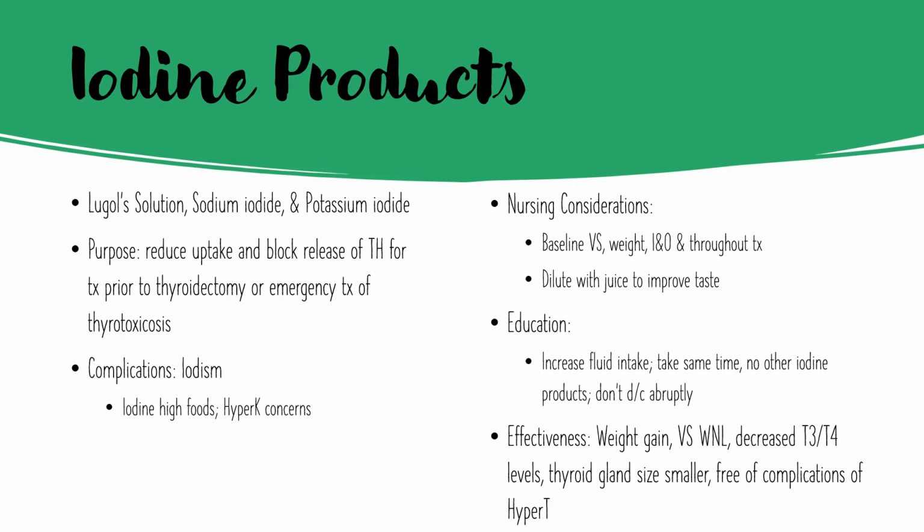Their vital signs are within normal limits. They have a decreased T3, T4 level, and their thyroid gland has shrunken, because usually in these cases it's large, and that's what they have, a goiter, things like that, which we'll get into more when we talk about thyroid issues. And then of course free from complications of hyperthyroidism, which is what we're trying to bring down their levels with this, so we would hope that they would have no more symptoms of hyperthyroid.